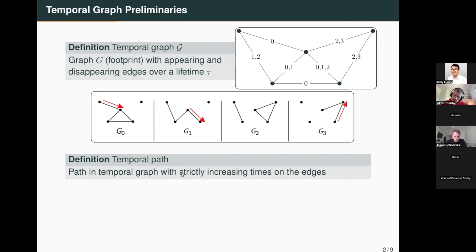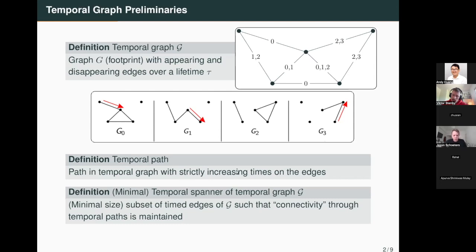So note that we say strictly increasing here. Sometimes you might find it interesting to have non-decreasing. So for example, allowing 0 and then 0 and then another 0. In this paper, or at least in this presentation, we don't consider this model. We only consider the strictly increasing one. And it seems to fit well with the example of the train network from before.